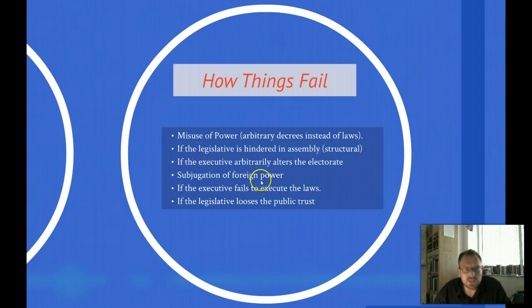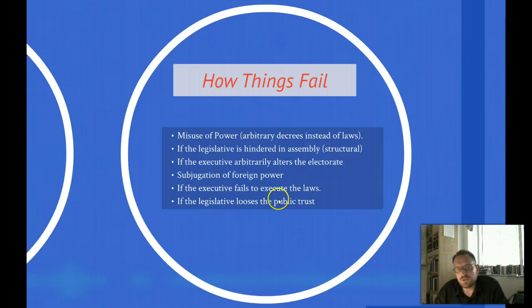The other possibility is subjugation for power. I sort of covered that. Another one here is if the executive fails to execute the laws, right? If you have a president who doesn't actually follow the laws, and the laws are passed by the legislative body but not executed, then those laws have no meaning in reality, and thus the system will fail, right?